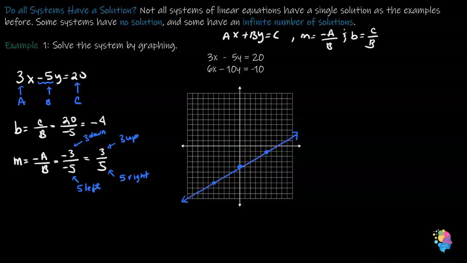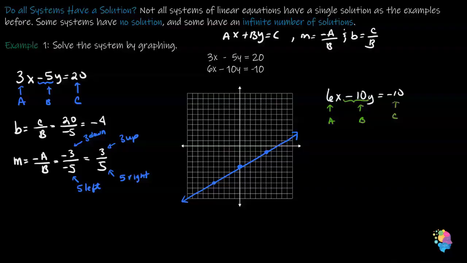Once we have our first equation graphed, we're going to bring the second. So this is 6x minus 10y is equal to negative 10. And we find our a, that's 6, our b, that is minus 10, and our c, that's also minus 10. We begin by finding the y-intercept by dividing c over b. That will be negative 10 over negative 10. That's equal to 1 when we make the division.